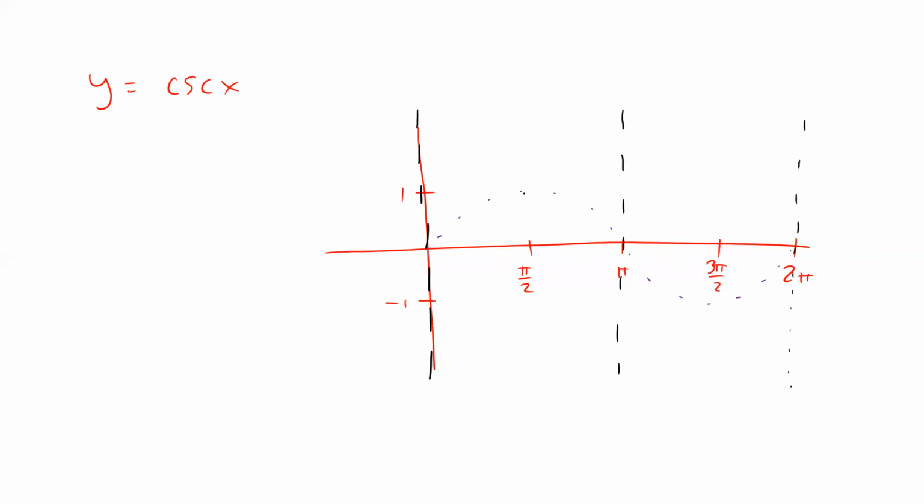It hits a positive 1 at pi over 2, so I'm going to have that little dot, and that means it goes like this. Then at 3 pi over 2 it hits a negative 1, so I know it's below the x-axis. Therefore I have this piece right here. And yes, secant and cosecant are very similar. They're just offset from each other, just like sine and cosine.